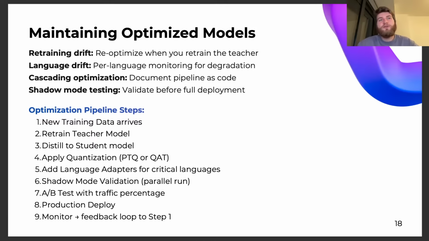Solution is document your optimization pipeline as code. Use ML pipeline tools like MLflow, Kubeflow, or even a well-structured makefile. Make regenerating the optimized model a single command.